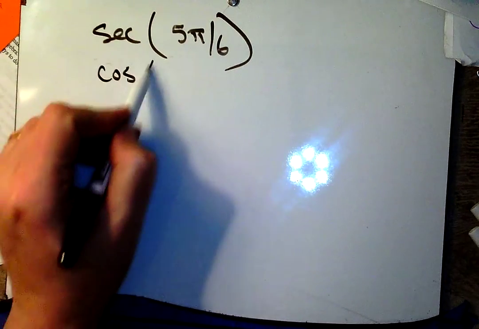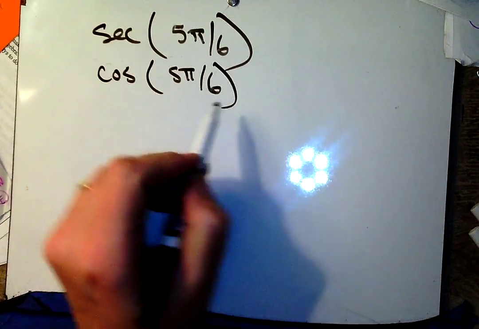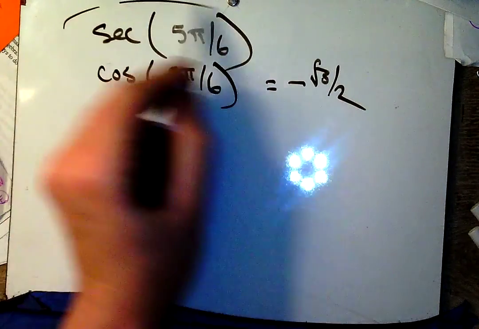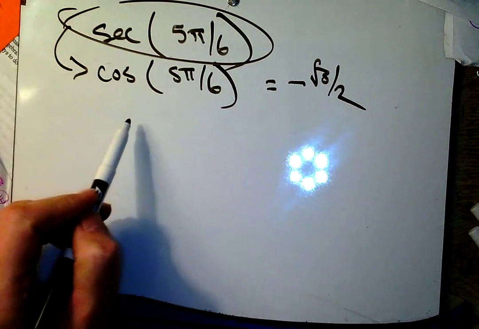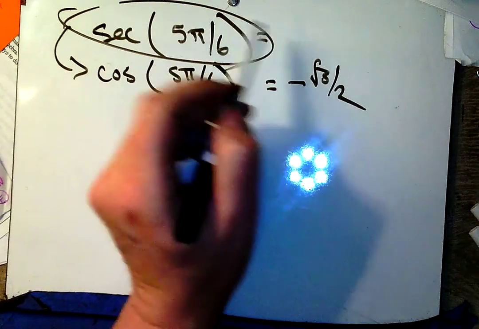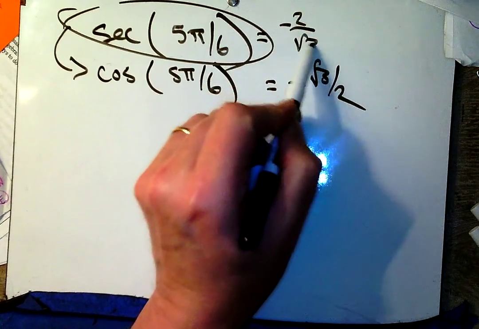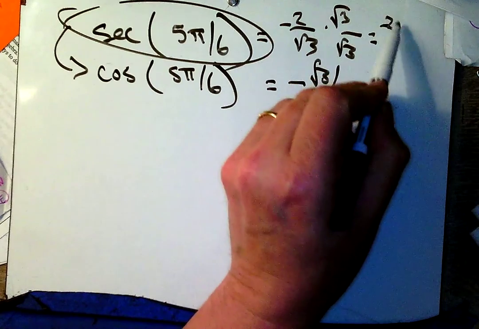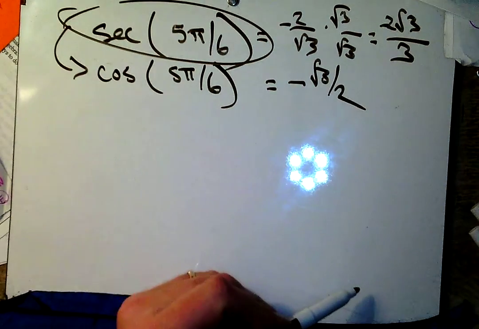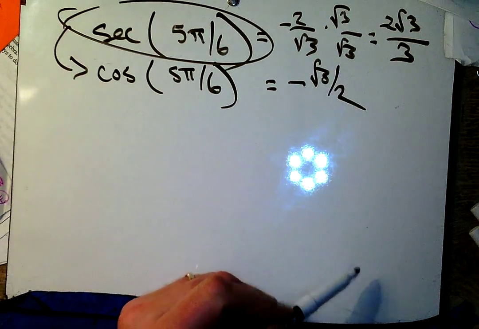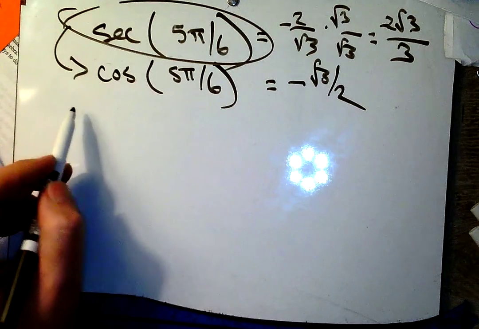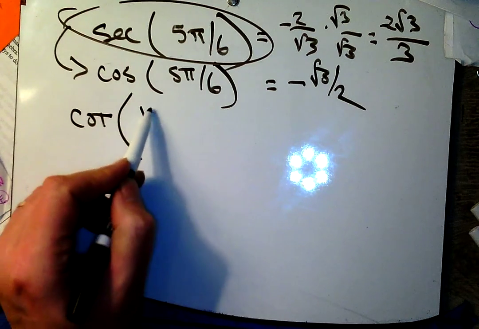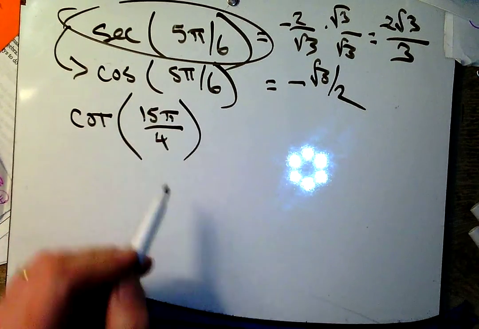Yeah, so what is cosine 5 pi over 6? The x value at 5 pi over 6 is negative root 3 over 2, and secant is the reciprocal of that. So secant of 5 pi over 6 is going to be negative 2 over root 3, and if you want to rationalize that, we should have negative 2 root 3 over 3. Okay? How about cotangent of 15 pi over 4?